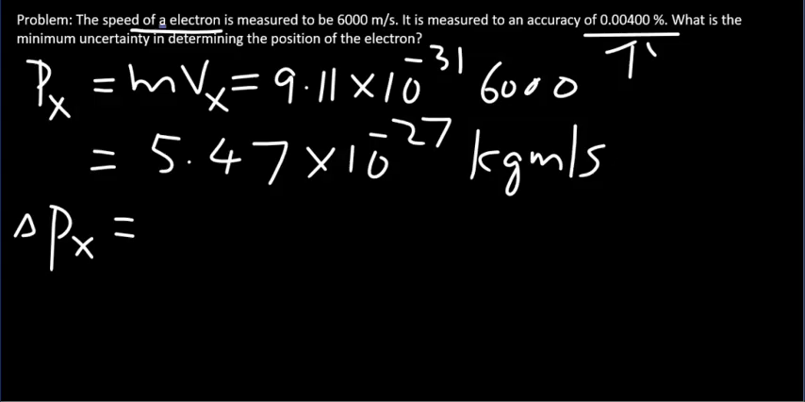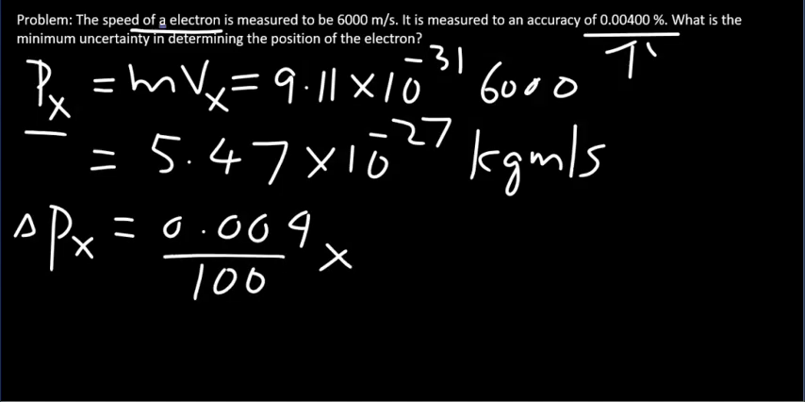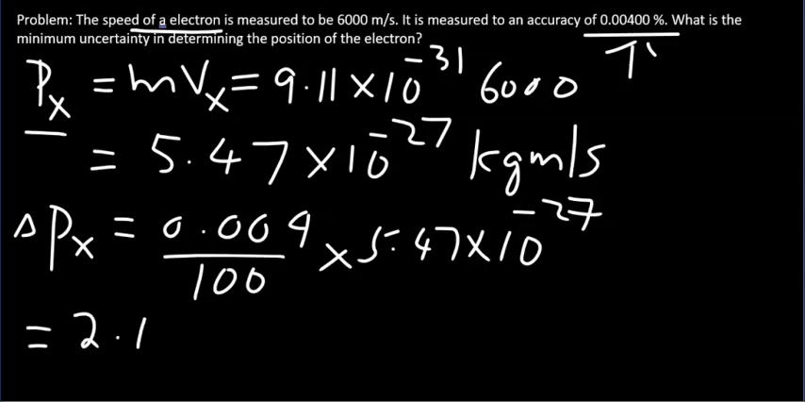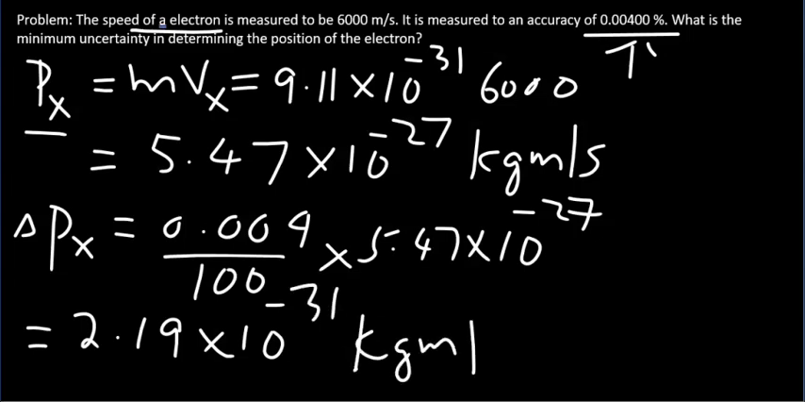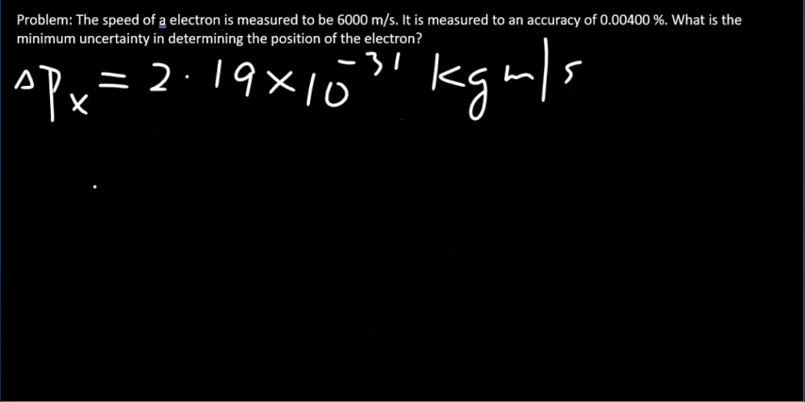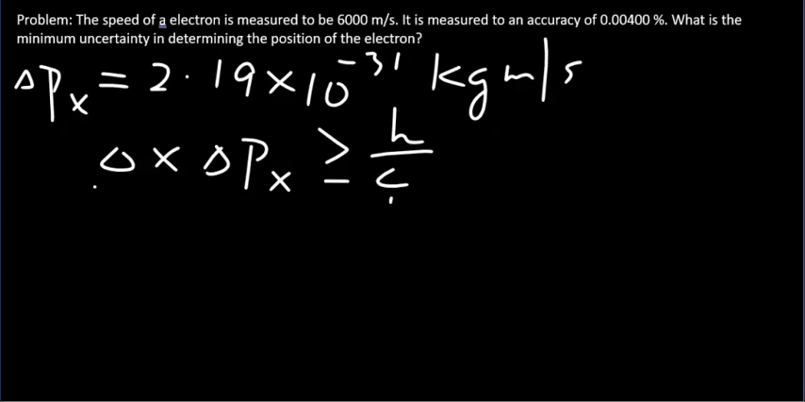So the accuracy of the x component of the momentum is 0.004% over 100 times that number, which is 5.47 times 10 to the power minus 27. And that's going to give you 2.19 times 10 to the power minus 31 kg meter per second for the uncertainty in the x component of the momentum. Note that the Heisenberg uncertainty principle states the uncertainty in a position or the x-coordinate times the uncertainty in the x component of the momentum is greater or equal to h over 4 pi.